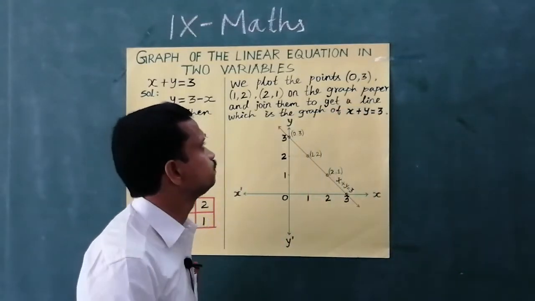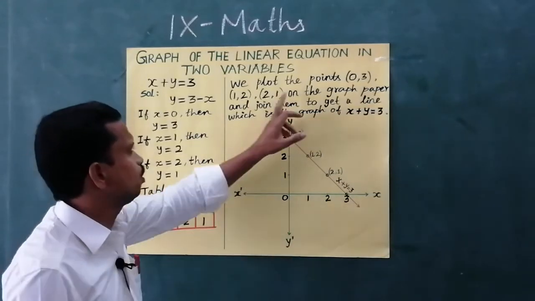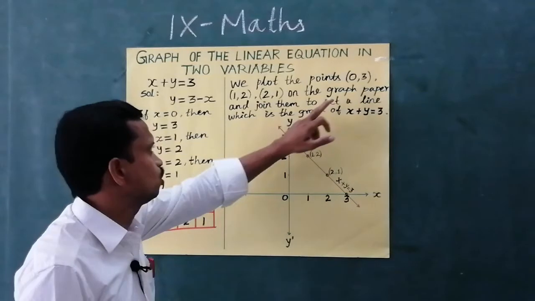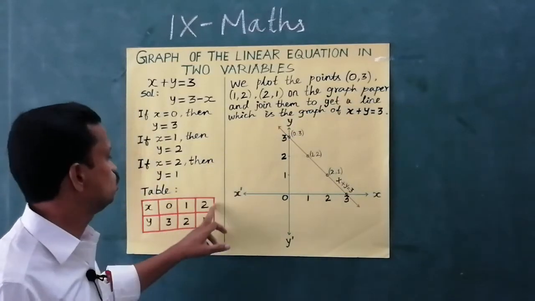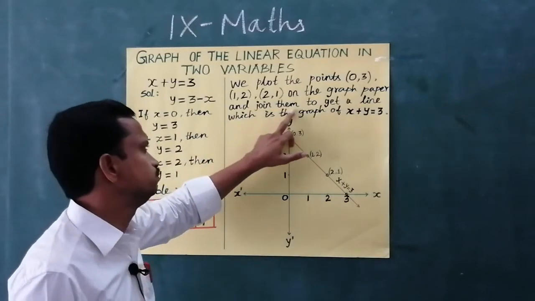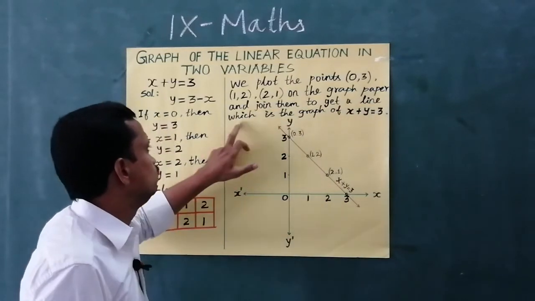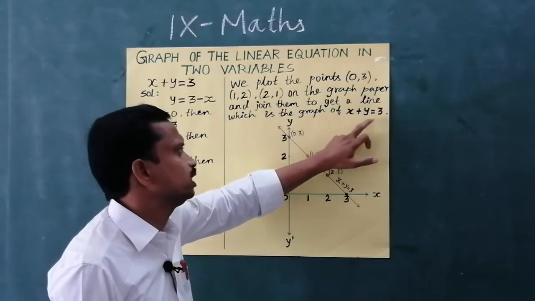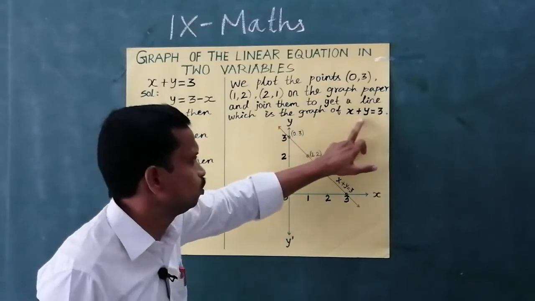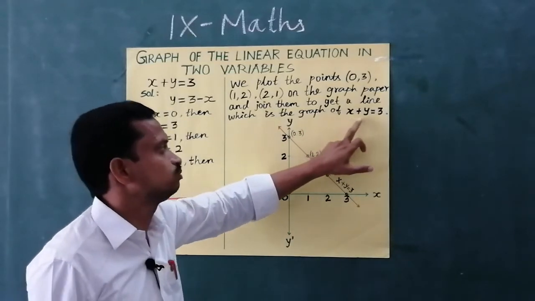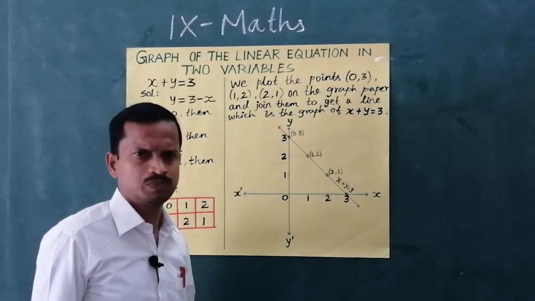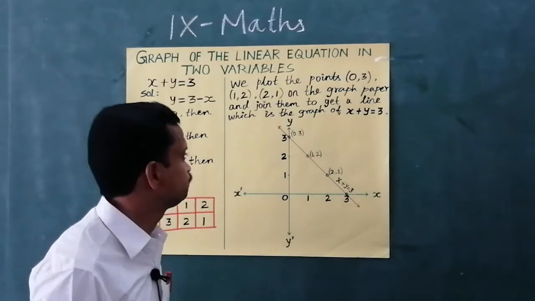So we have to plot the points on a graph sheet. (0, 3), and then (1, 2), (2, 1) on the graph paper, and join them to get a line, which is the graph of x plus y equal to 3. This is the given linear equation, so you have to write that alone here. If you join the points we get a line. That is the graph of the given linear equation.